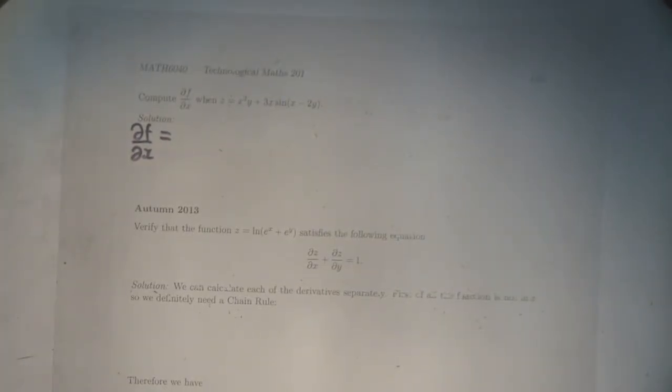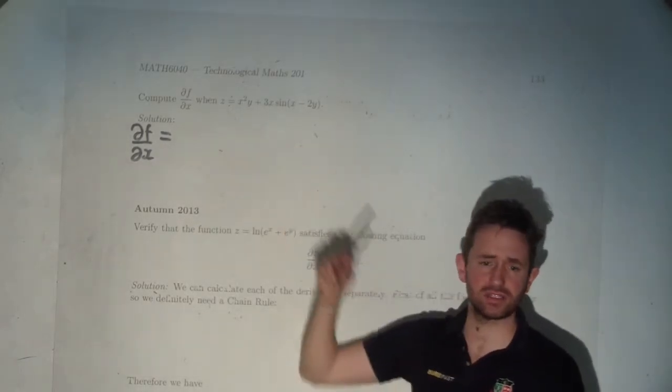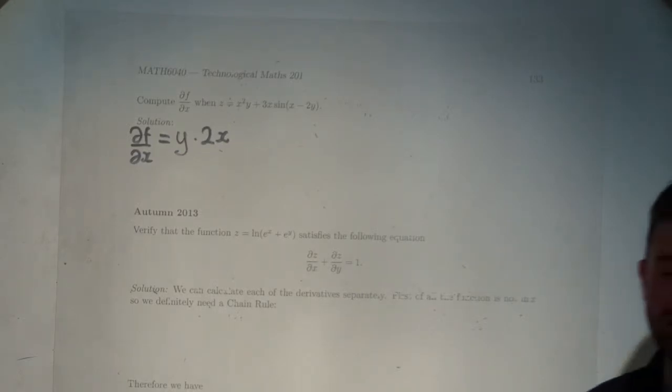What is the constant in the first term? Y. So when you're partially differentiating with respect to x, only x is changing, all the y's are constant, so fix the y. What is the derivative of x squared with respect to x? 2x. What do we need to differentiate the second term? Product rule. Because it's 3x.